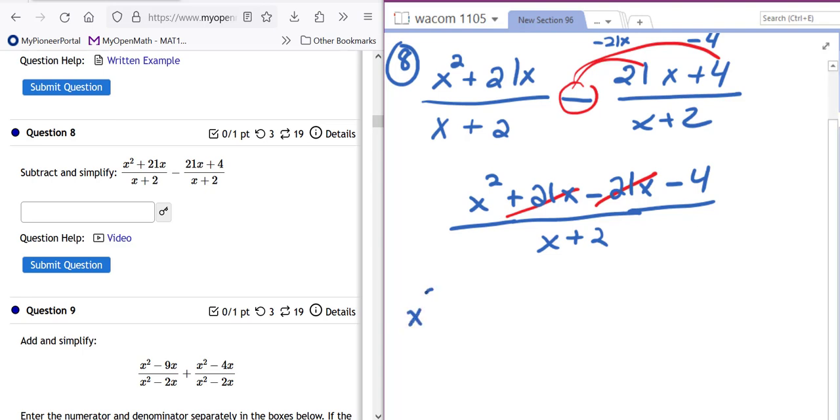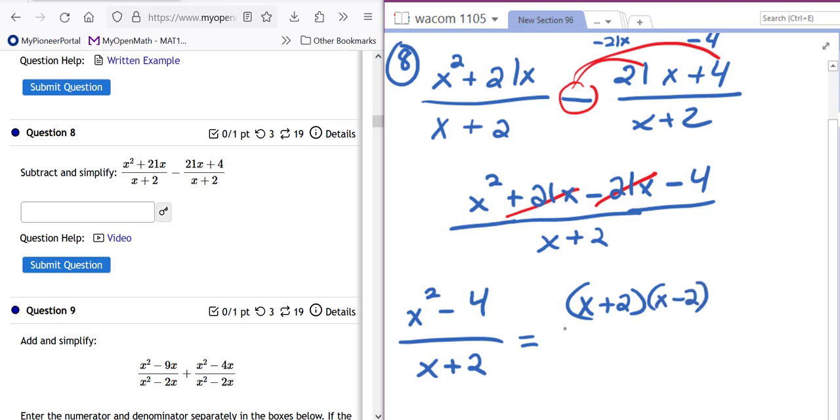I can put it down here. This is going to reduce. All right, and then we have combined all the numerators. So now we have to try to factor to reduce. The numerator gave us a difference of squares. So we have x plus 2, x minus 2.